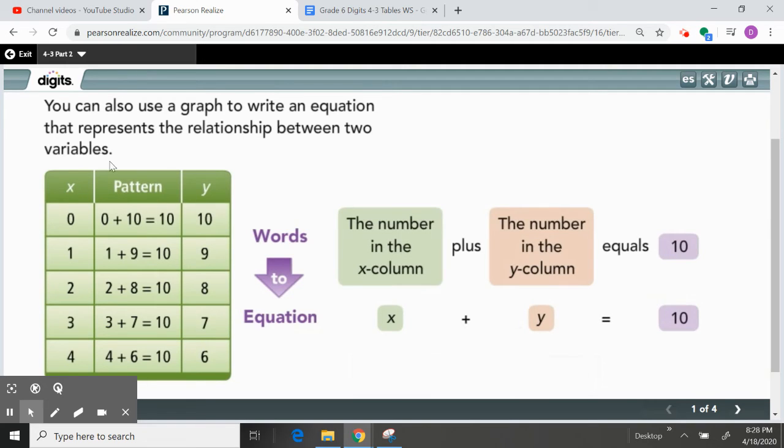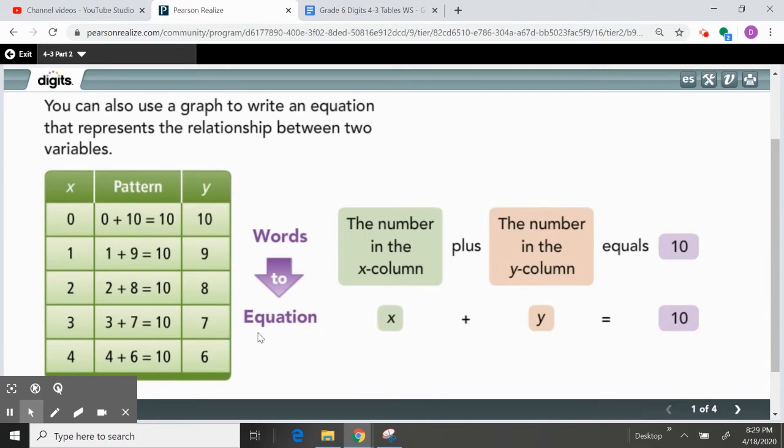Okay, so x plus y equals 10. So 0 plus 10 equals 10. 1 and 9. So if I replace 1 with x, 9 with y, 1 plus 9 equals 10. And then 2 and 8, 2 for the x, 8 for the y, 2 plus 8 equals 10. 3 for the x, 7 for the y, 3 plus 7 equals 10. And lastly, 4 and 6. 4 for the x, 6 for the y, 4 plus 6 equals 10.